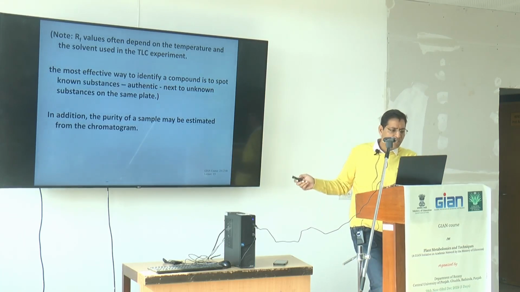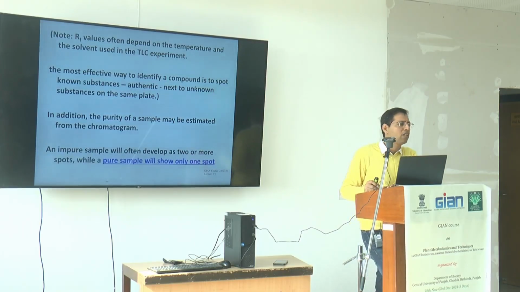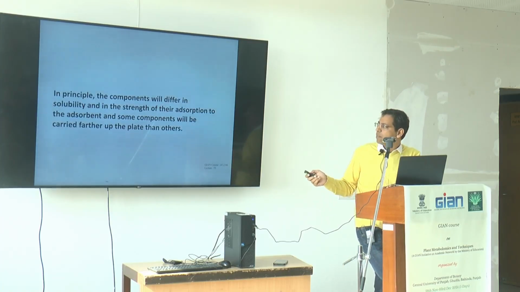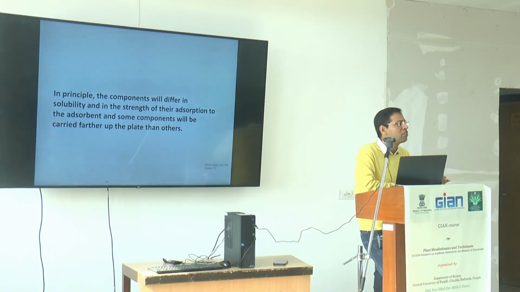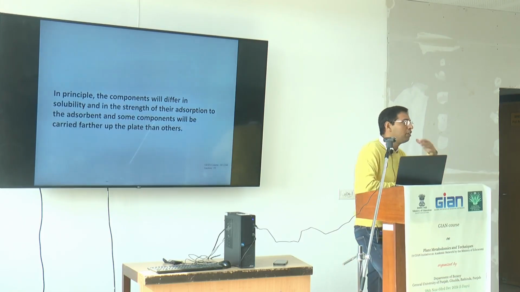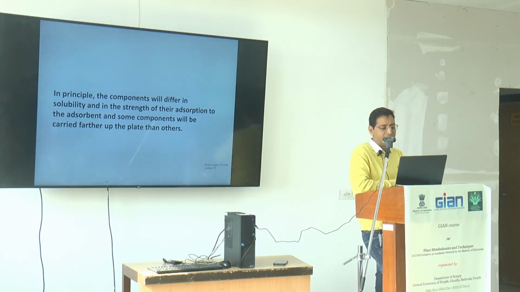You can find out that an impure sample gives more than one different type of spot. So you can easily say that this is the pure and this is the impure component. In principle, these components differ from each other in solubility and in the strength of their adsorption to the adsorbent, and that's why the substances behave differently during their movement.